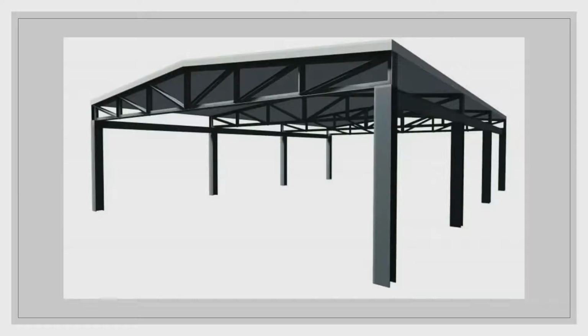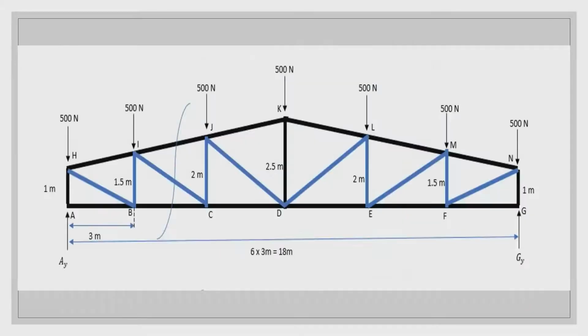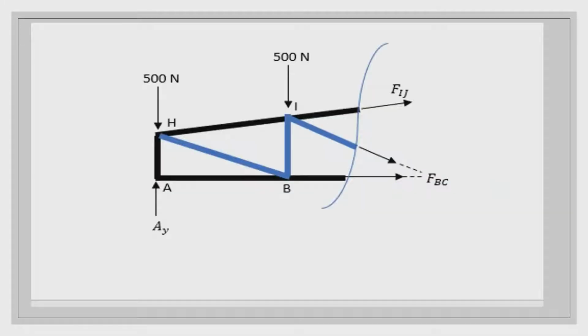I will explain about the free body diagram of the structure. This is our structure, roof truss. Here is our assumption of the structure. We assume that 500 Newton is the weight of the roof and we give the length of each member and label the point of joint.